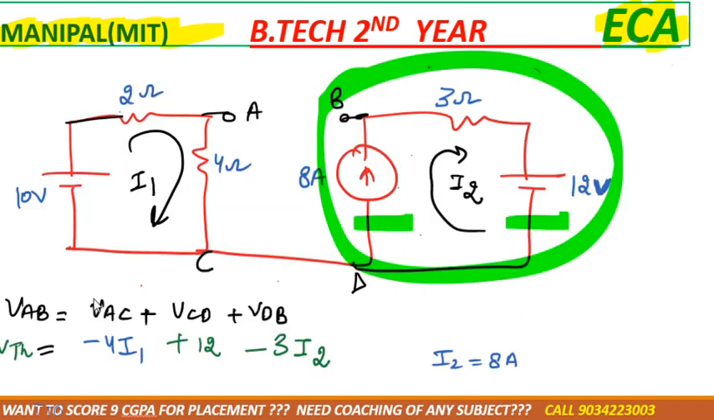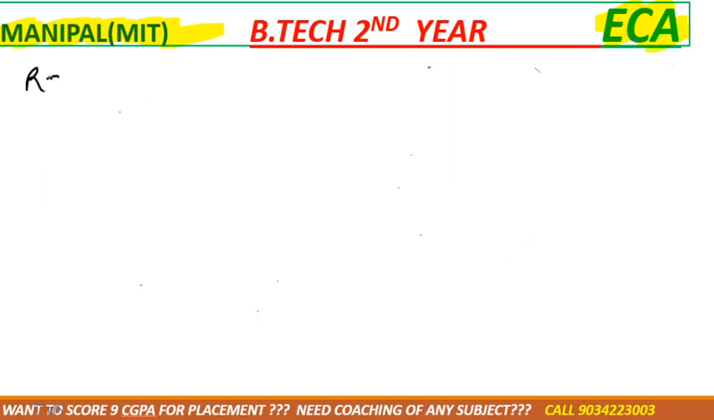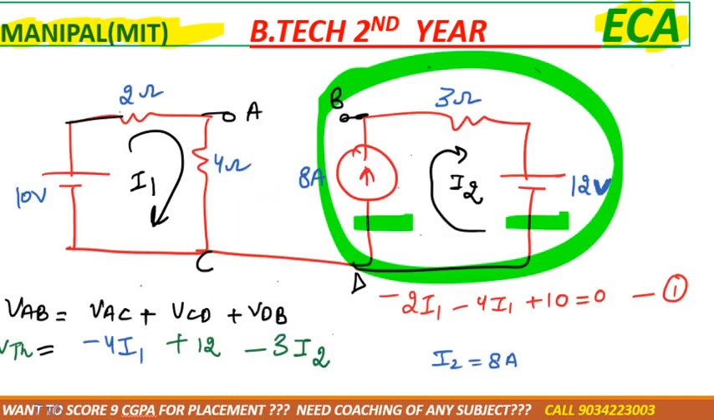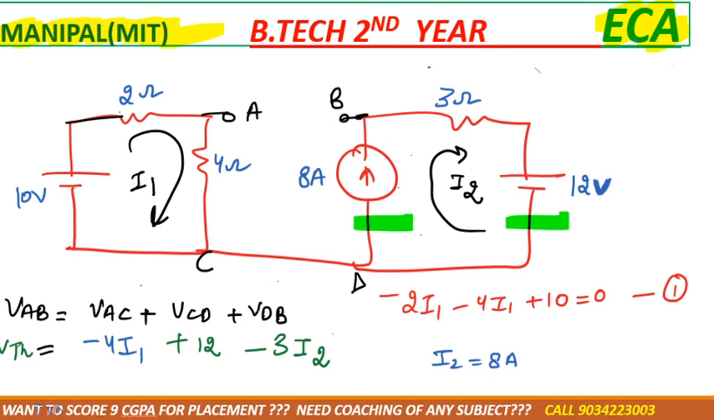now after this is the first statement for VTH. I2 is directly 8 ampere, and that would be minus 2 I1 minus 4 I1 plus 10 is equals to 0, right? So after solving it, we'll get the value for VTH. Then after that we need to calculate RTH. Now calculate RTH. For RTH, the voltage source must be short circuit and the current source must be open circuit. So in this case you have to redraw the diagram.